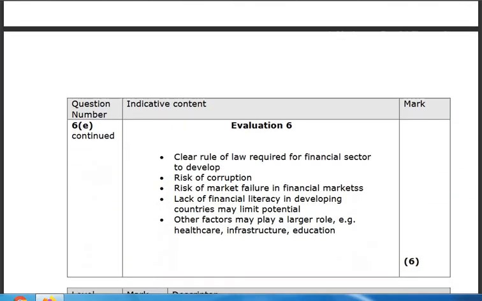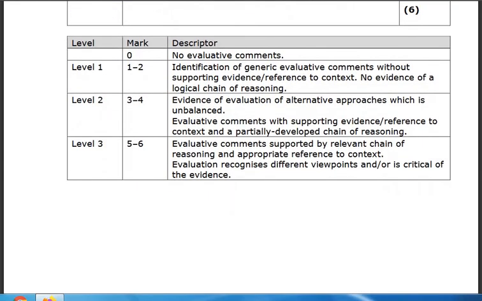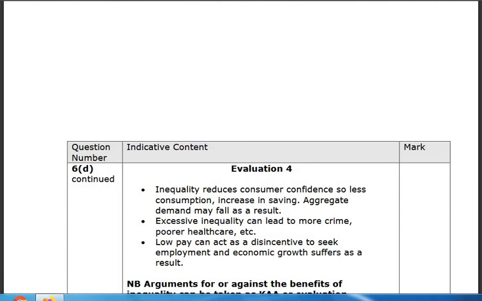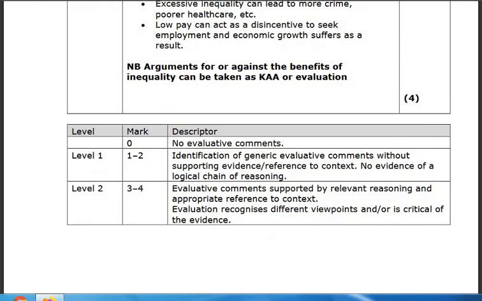Okay, let's look at the evaluation. So there's 6 marks for that. So again, this is classic actually, because if you just look at the mark scheme, there's just a few bullet points there. If you just wrote out those bullet points, you're definitely in level 1, because there's no logical chain of reasoning there. If your evaluation is off the peg and generic, then that's no good.